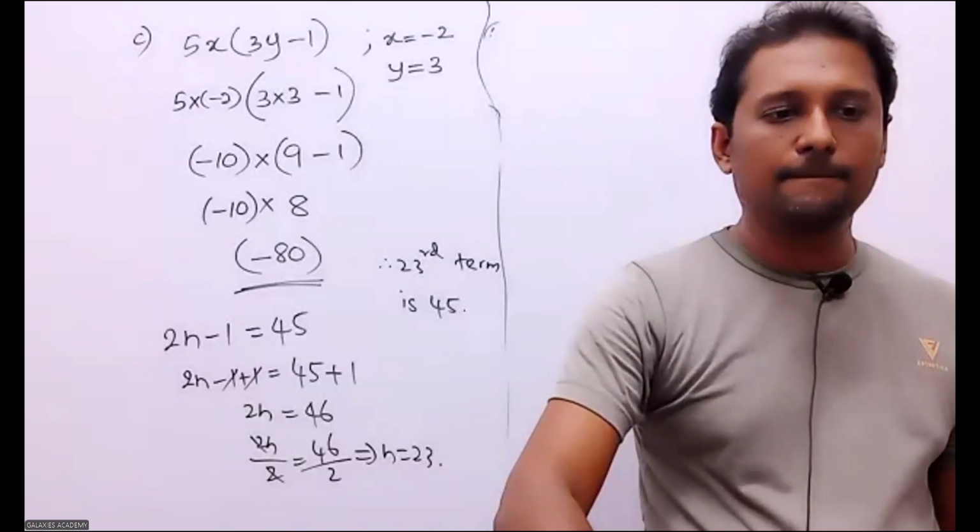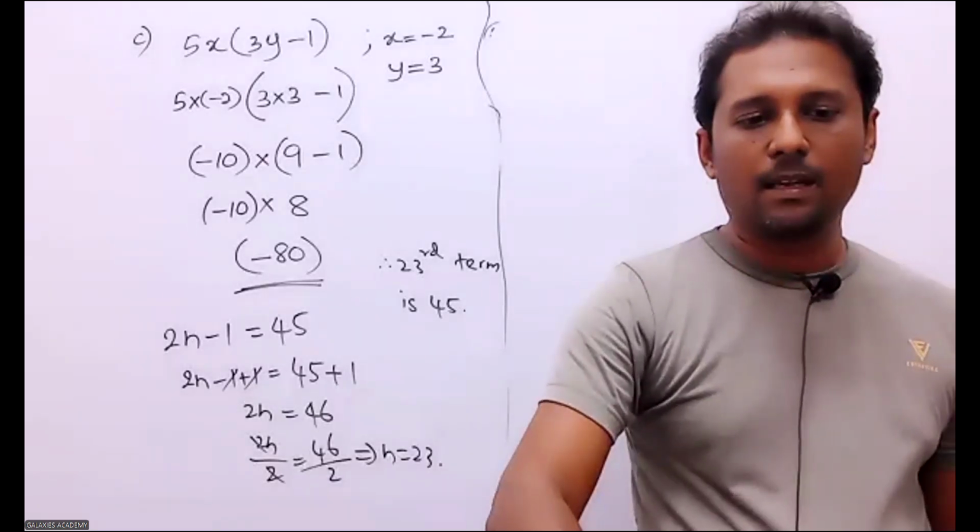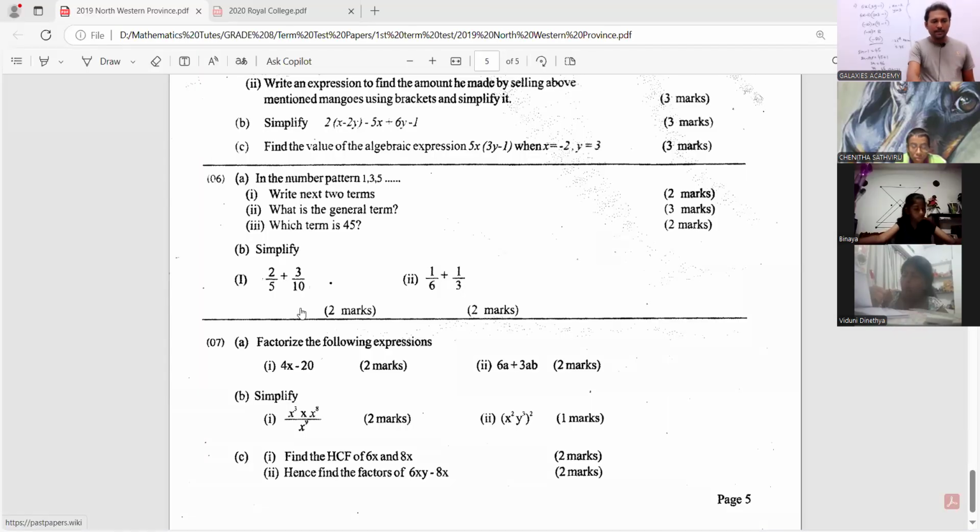Right? Okay. Then let's go to the next part. The next part given, simplify. There are two fractions given. The first part given 2 over 5 plus 3 over 10. And the second part given 1 over 6 plus 1 over 3.